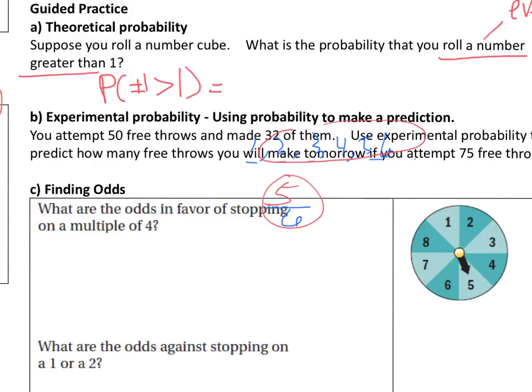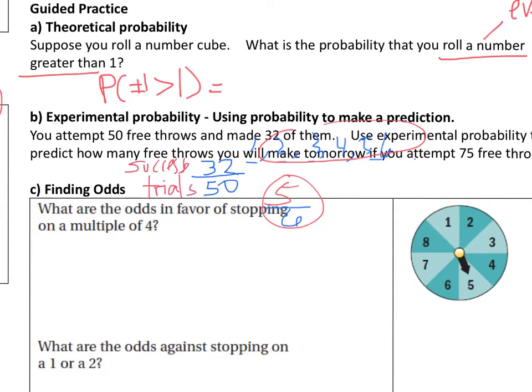Part B, experimental probability. Remember, experimental probability means the number of successes over the total number of trials. So we usually use this probability to make a prediction. Let me read the word problem. You attempt 50 free throws and you make 32 of them. So I can represent this event by putting 32 in the numerator over 50. 50 will be the number of trials. 32 will be my number of successes.